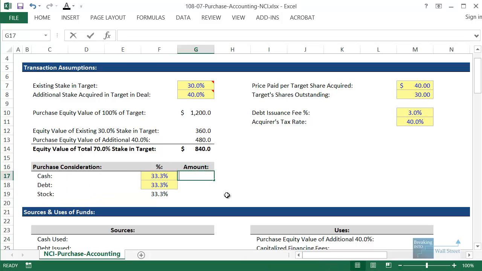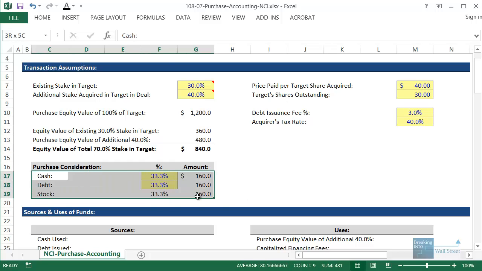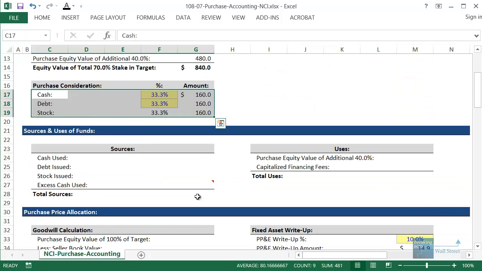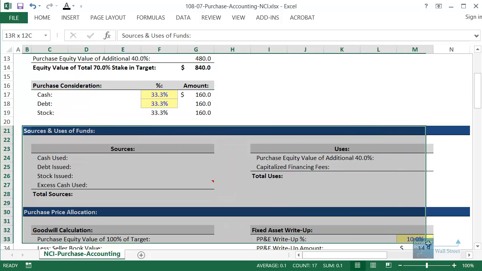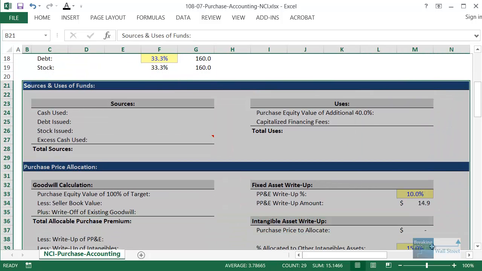So for all of these, we're going to take the percent used and multiply by the equity value of the additional 40% that we're acquiring. I'm going to anchor that so it doesn't shift down as we copy it down. And so we have that set up. So we know how much cash, debt, and stock we're using to fund the deal. Let's move into the sources and uses schedule and the purchase price allocation schedule now.